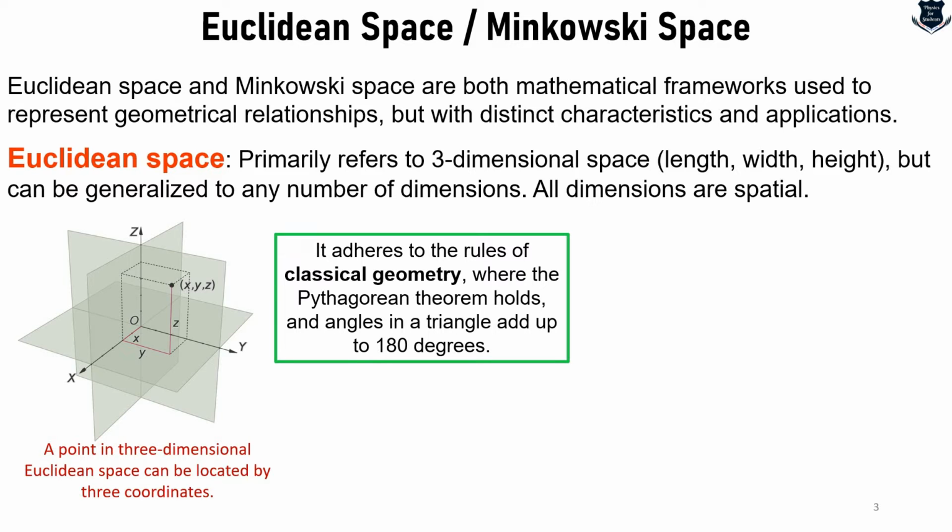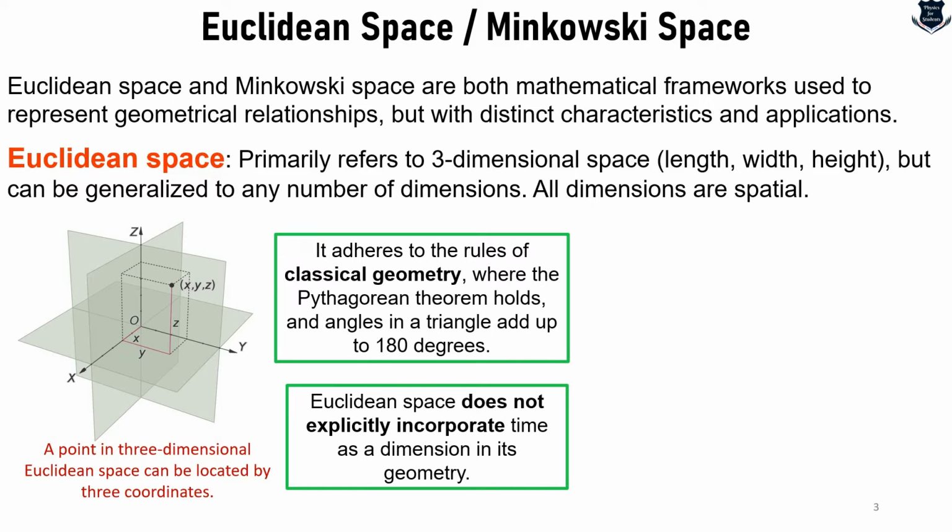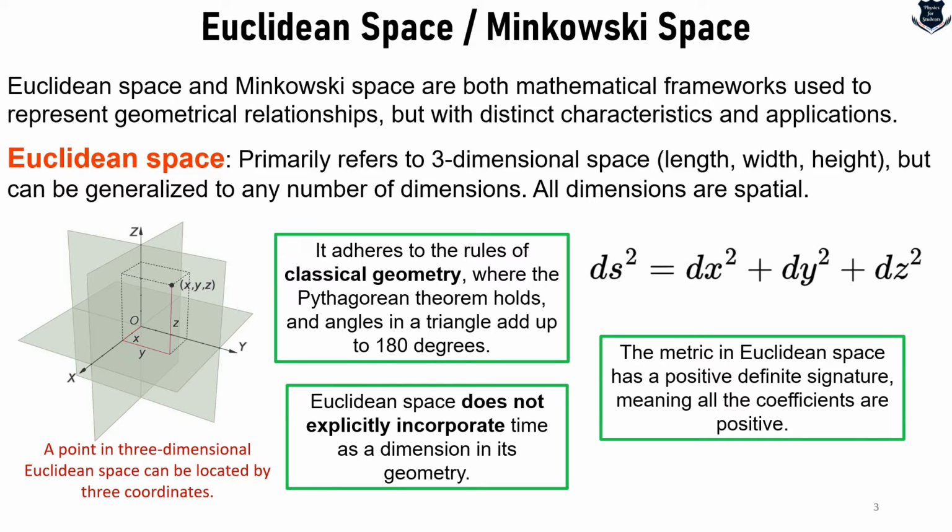In general, it adheres to classical geometry where the Pythagorean and other theorems hold, and we can say that the angles in a triangle add up to 180 degrees. Most importantly, Euclidean space does not explicitly incorporate time as a dimension in its geometry. The first significant point, which matters when we talk about Minkowski space later in this video, is that there is no axis which can be explicitly determined for time as a coordinate. It is not given, and this is what the metric looks like.